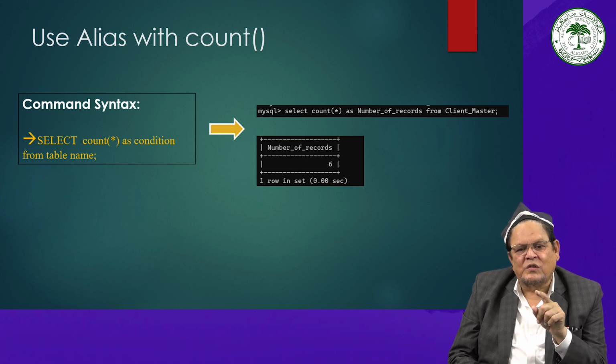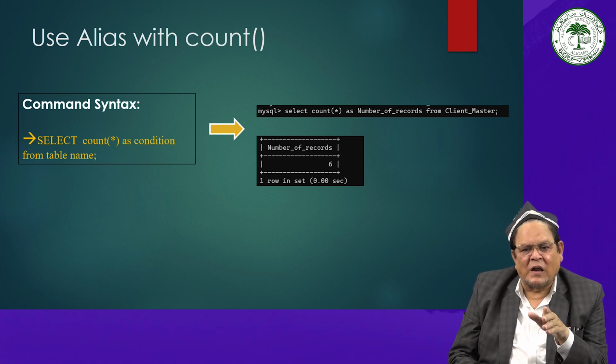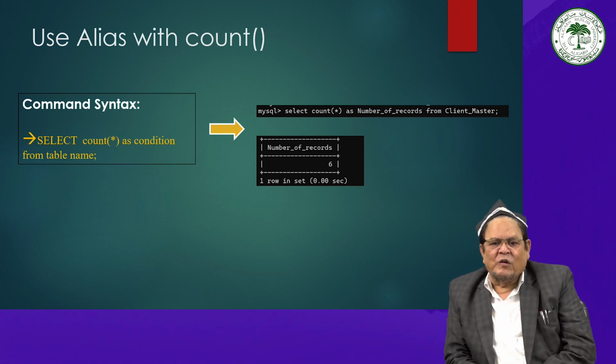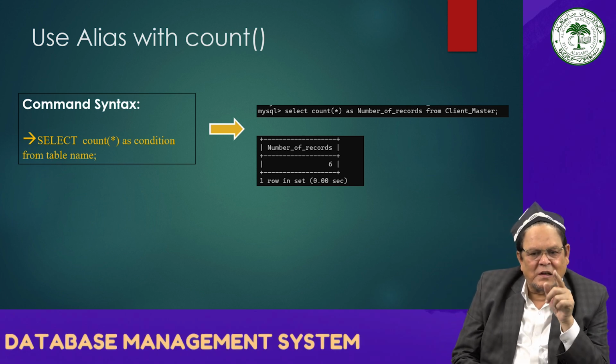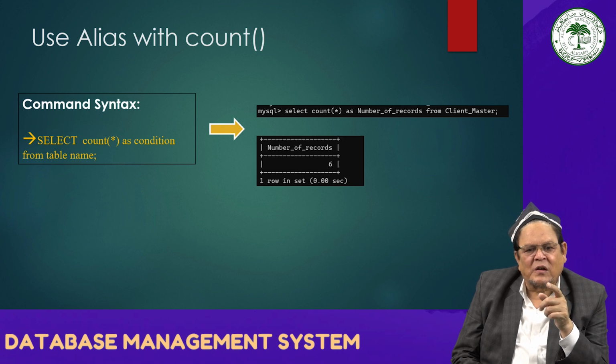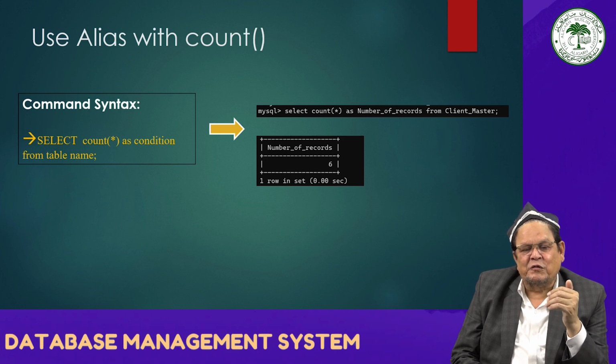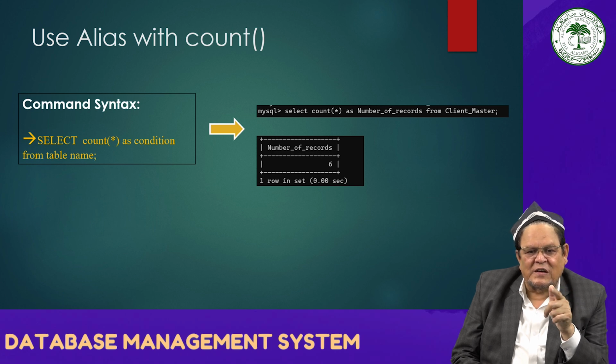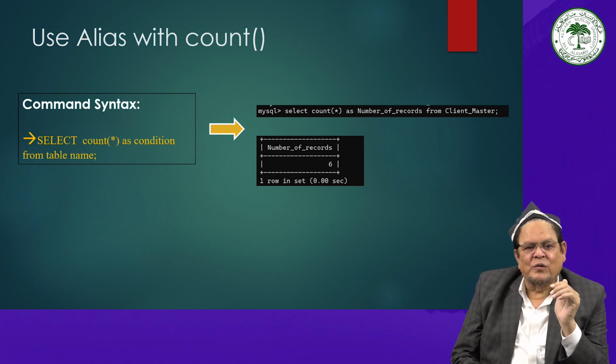So here I have used select count star as number of records from client master. It will display the record. 6 records are available in the client master. But if you do not use an alias, it will display count star in the first row. Here it will say number of records. It will be much easier to understand in future if you want to know how many records are available in the database. So by alias you can use it for that.